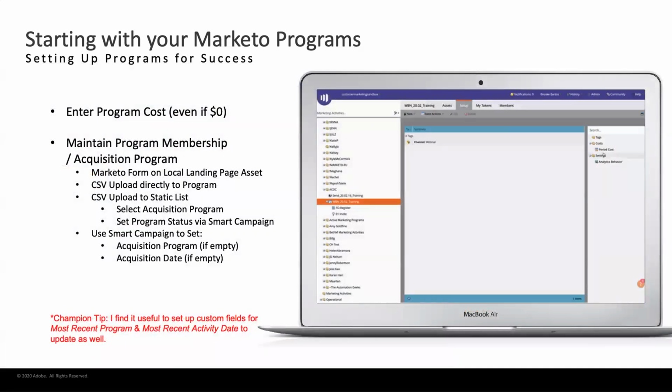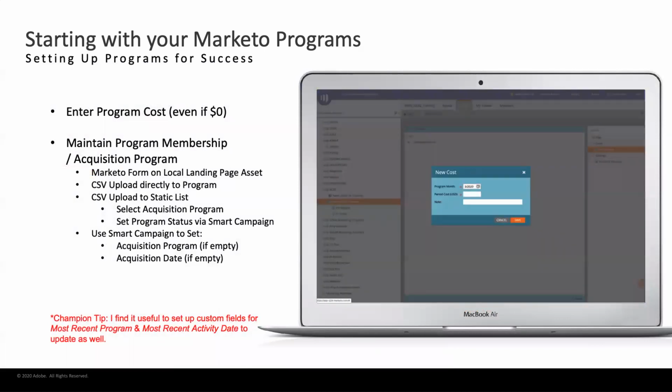I always like to try to also encourage people to enter program costs, even if it's zero in here. Marketo does really rely on that program cost. And depending on how your systems are integrated, some Marketo instances do actually push the Marketo program cost over to the actual cost for the SFDC campaign. So you could have parity there if you wanted it. Depending on how you're doing your reporting, sometimes it makes sense to have parity, sometimes it doesn't. So something to think about.